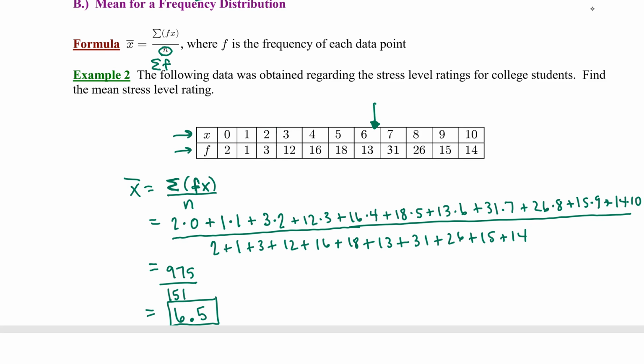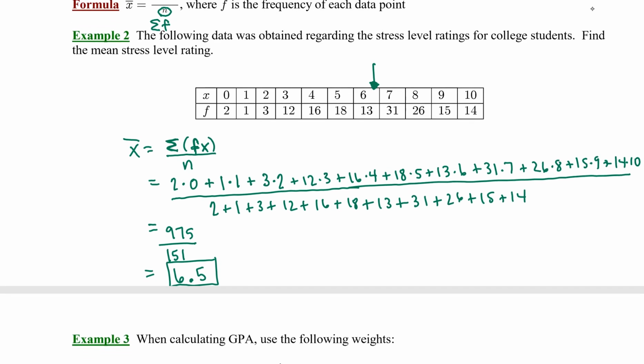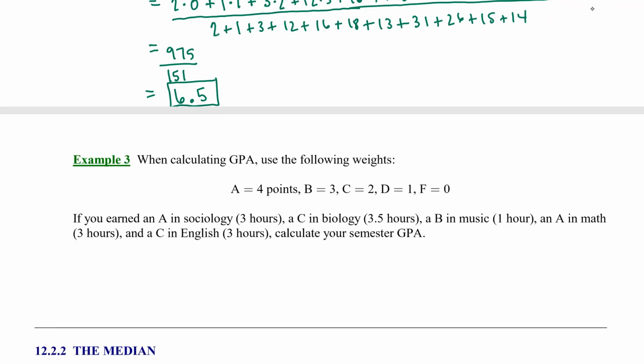A mean or an average is a measure of central tendency. So I would not expect the average stress level rating to be greater than 10 or less than 0. I would expect it to be somewhere tending towards the center of the data. So a mean or an average is a measure of central tendency.